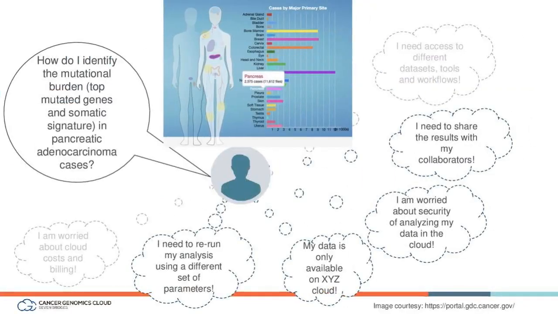So we started off with a research question of how do I identify the mutational burden, top mutated genes, and somatic signature in pancreatic adenocarcinoma cases. So hopefully this researcher has some concerns. Hopefully we alleviated a couple, and I will address some of the other concerns as I talk about the important features of the Cancer Genomics Cloud.